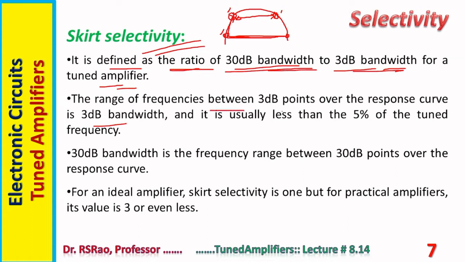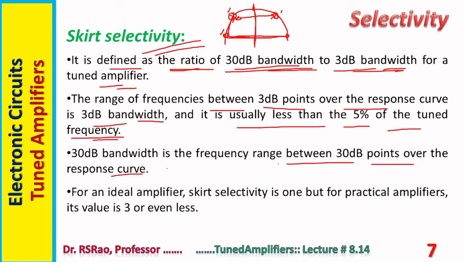The range of frequencies between 3 dB points over the response curve is 3 dB bandwidth, and it is usually less than 5% of the tuned frequency. Tuned frequency means the frequency where impedance is maximum or gain is maximum. 30 dB bandwidth is the frequency range between 30 dB points over the response curve. For an ideal amplifier, skirt selectivity is 1.